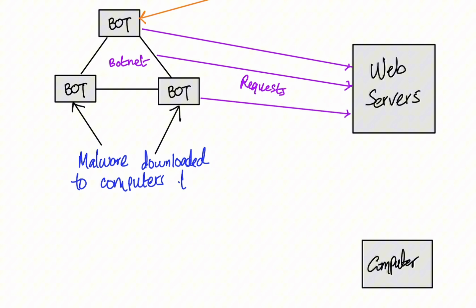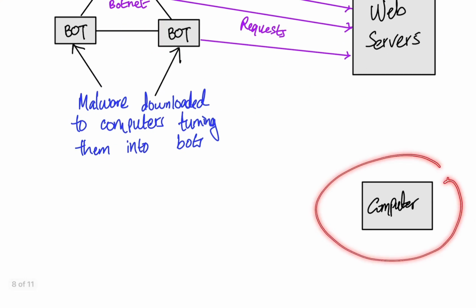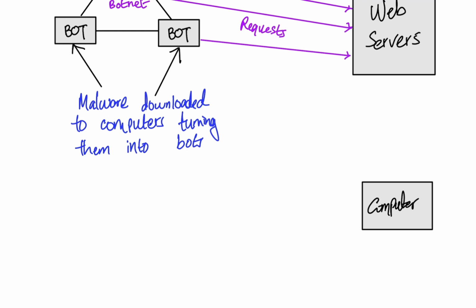To computers, turning them into bots. This is their main function. Similarly, after these two boxes, you have a computer also. The computer will keep on sending requests, but all the requests will get denied, so that it cannot connect to the web server.